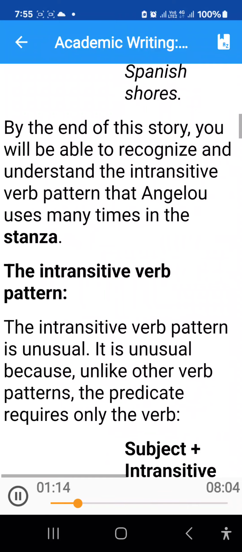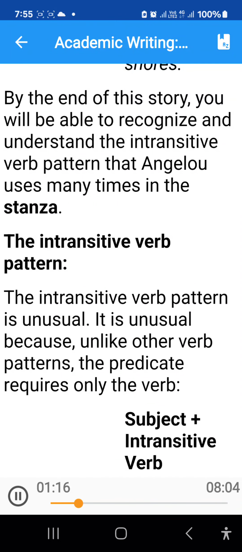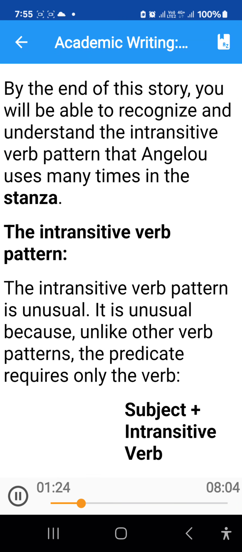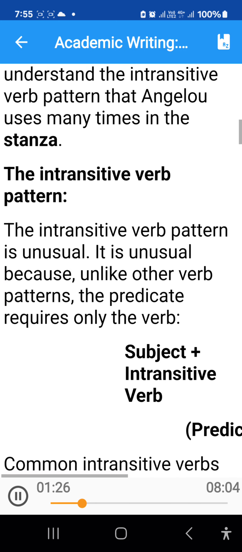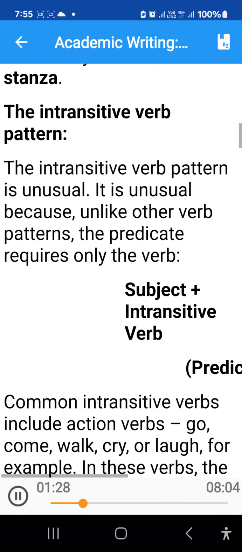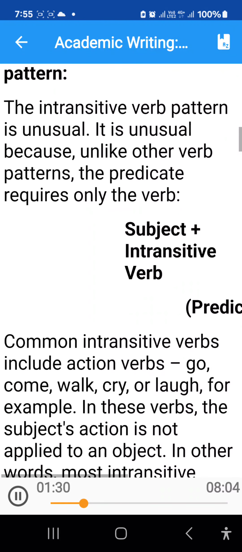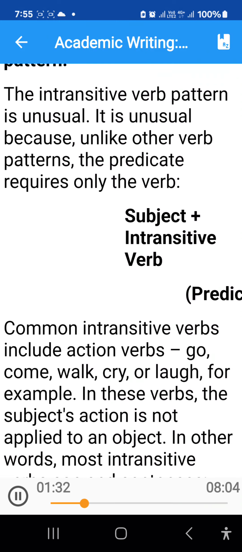By the end of this story, you will be able to recognize and understand the intransitive verb pattern that Angelou uses many times in the stanza. The intransitive verb pattern is unusual. It is unusual because, unlike other verb patterns, the predicate requires only the verb.